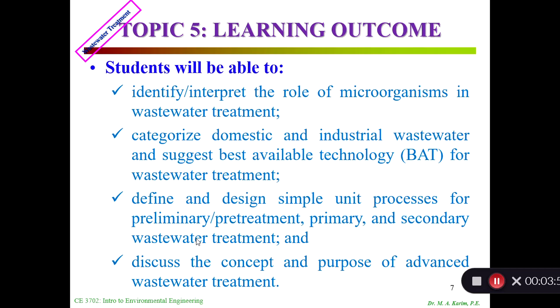Okay, so these are the learning outcomes. Identify or interpret the role of microorganisms in wastewater treatment, categorize domestic and industrial wastewater and suggest best available technology for wastewater treatment, define and design simple unit processes for preliminary or pre-treatment, primary treatment, secondary treatment of wastewater. Discuss the concept and purpose of advanced wastewater treatment. So this would be the learning outcome for this topic, and this topic will align with the course learning outcome, CLO number 2, section 2.2.